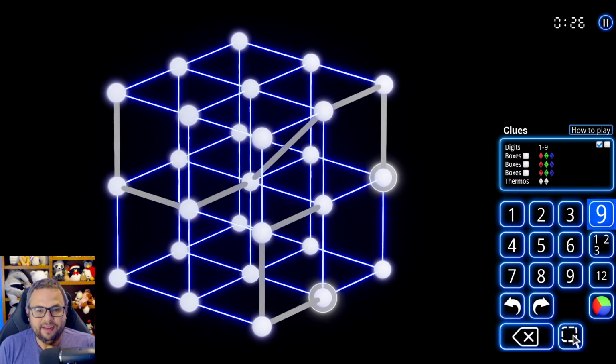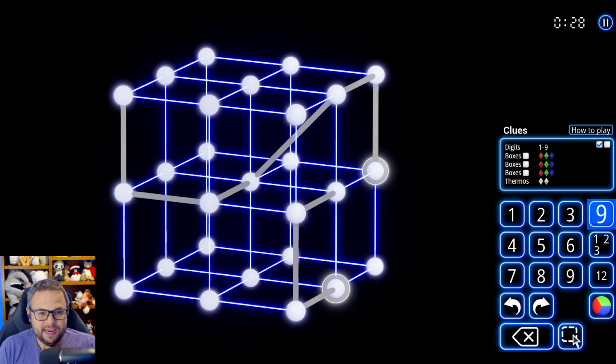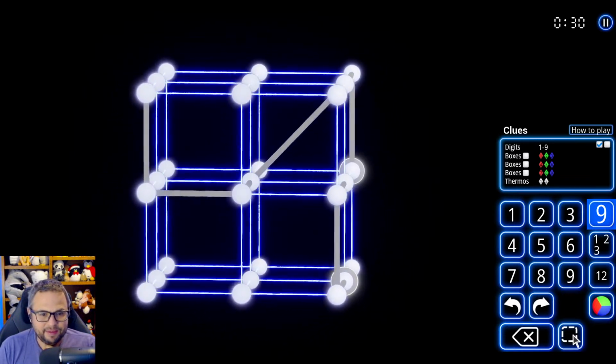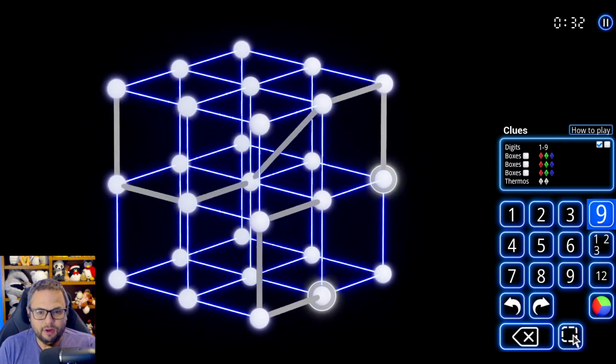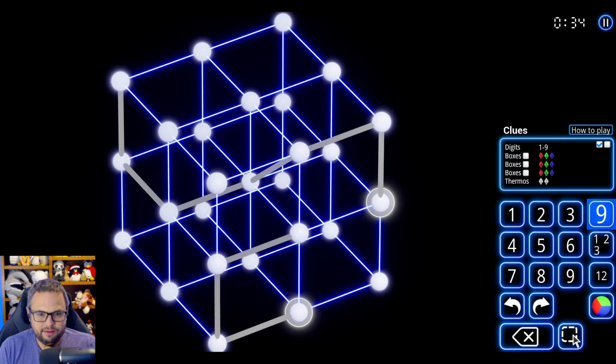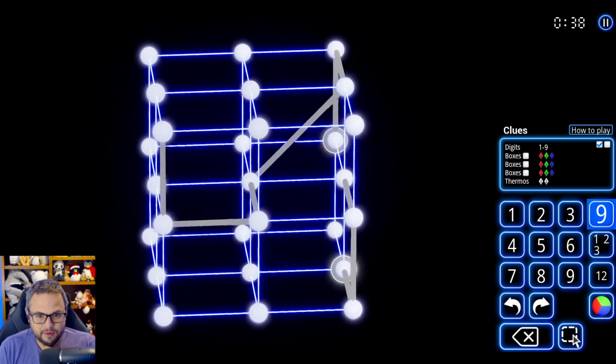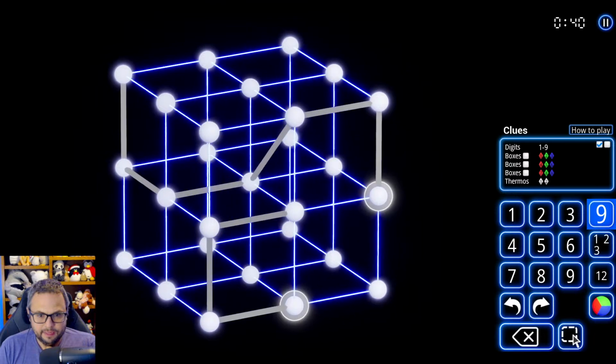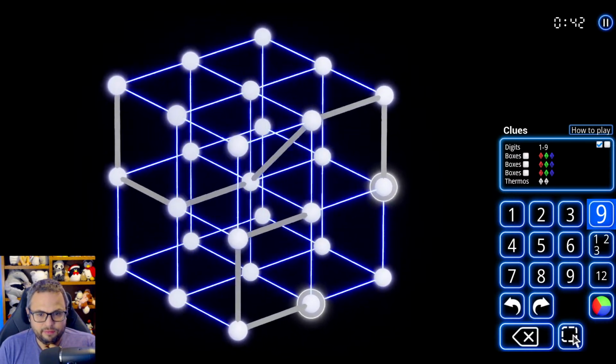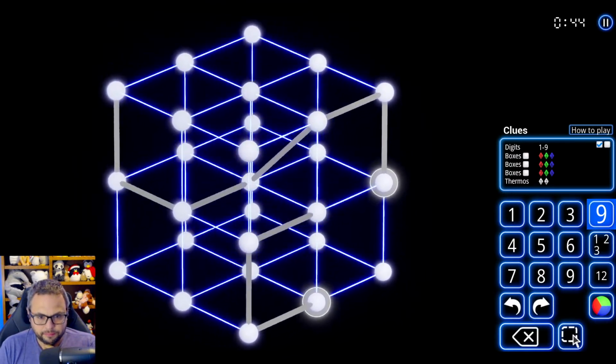Given that I have to constantly be rotating the puzzle, it is pretty tricky. Let's see, how long is this thermo? 1, 2, 3, 4, 5, 6, 7. This is a 7 long thermo? I think that's a 7 long thermo and a 4 long thermo.